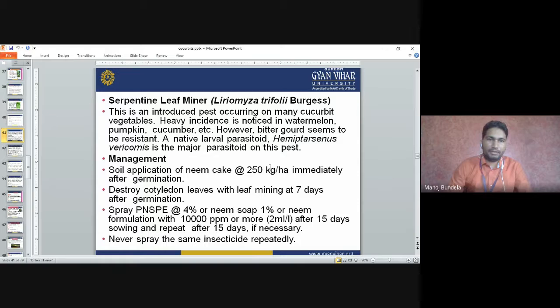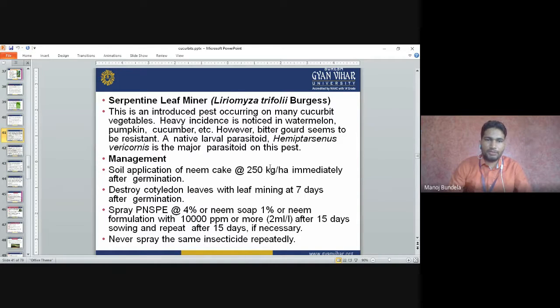Serpentine leaf miner: this is an introduced pest occurring on many cucurbit vegetables. Heavy incidence is noticed in watermelon, pumpkin and cucumber. However, the snake gourd seems to be resistant. A native larval parasitoid, Hemiptarsenus varicornis, is a major parasitoid on the pest.